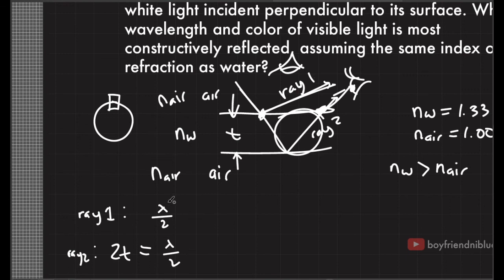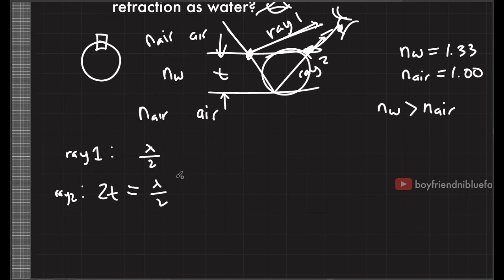So if ray 1 has a path difference of lambda over 2 with respect to the incident ray, and ray 2 has a path difference of lambda over 2 with respect to the incident light ray, then ray 1 and ray 2 have a path difference of 0. With this condition, constructive interference occurs. So we could use this relationship in order to calculate lambda.